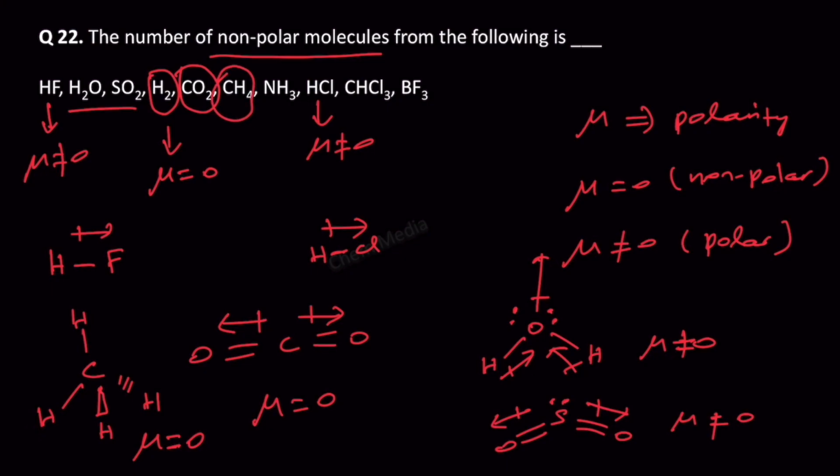NH3, the dipole moment will be non-zero, so we can't count that. Like methane, the hybridization of the central atom in ammonia is sp3. However, the dipole moment is still non-zero in this case. Even though the hybridization is the same, just like methane, when it comes to dipole moment, it becomes non-zero because we have a lone pair of electrons whose dipole orientation would be in this way.